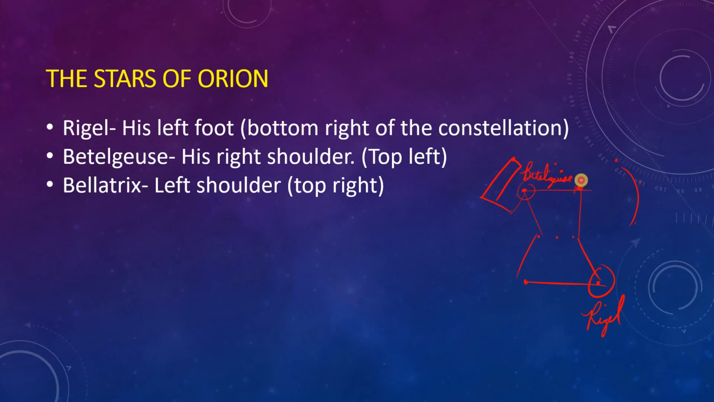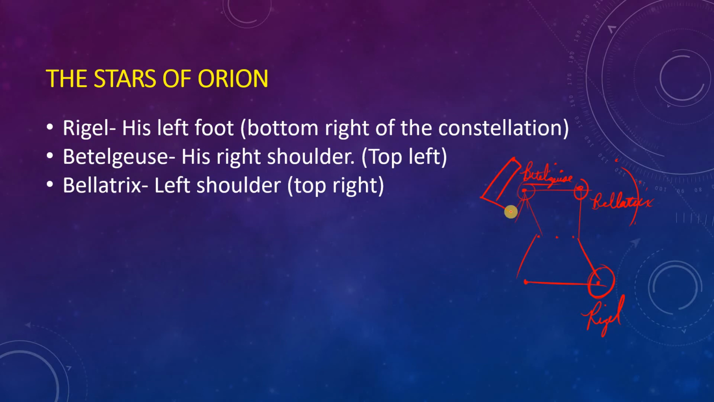Okay, and this other one right here is Bellatrix with a B. Bellatrix. Now I've been recently told that Betelgeuse actually means armpit of Orion. It comes from an Arabic word that literally means armpit of Orion. So if you can try to remember that, keep an idea that that's there. Rigel, of course, is the foot.